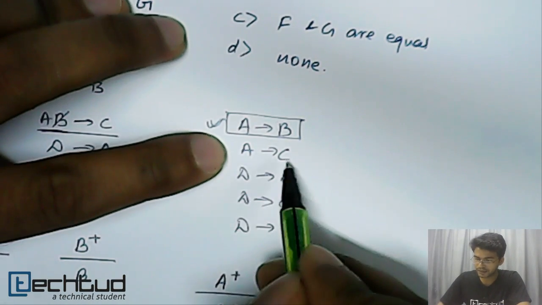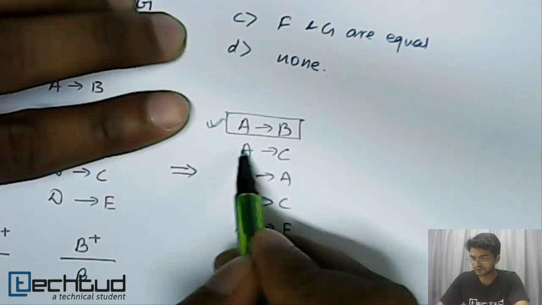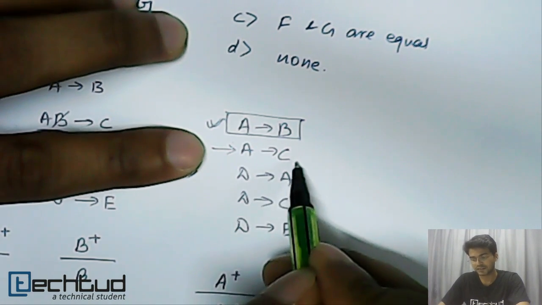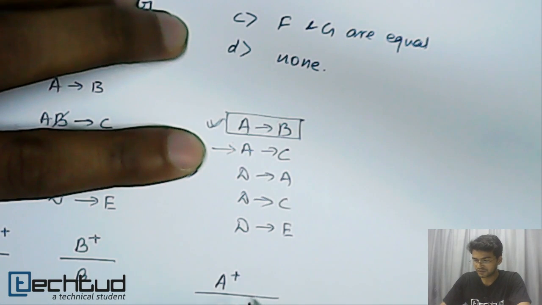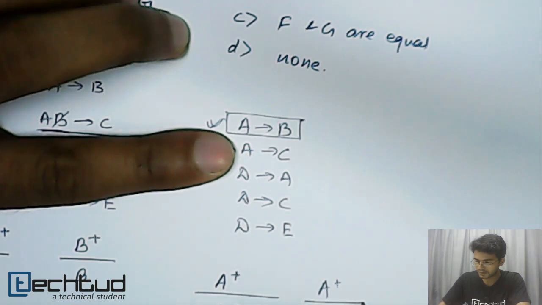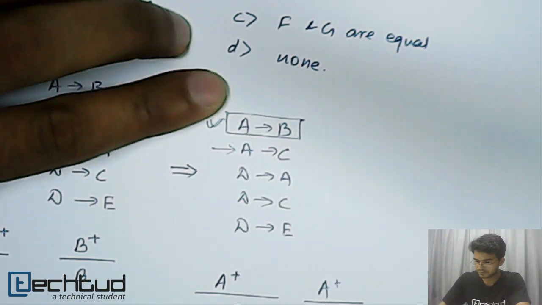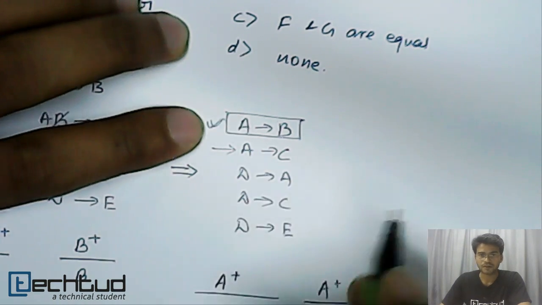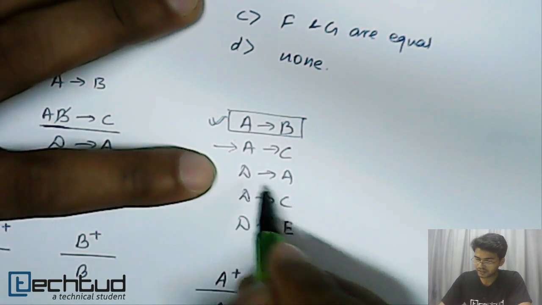We cannot remove this. Now we have A determines C. If we remove this functional dependency, can we determine C? Let's check it, A plus. If we remove this, A plus will give A, it will give B, A B, but not C. So this is also not removable.